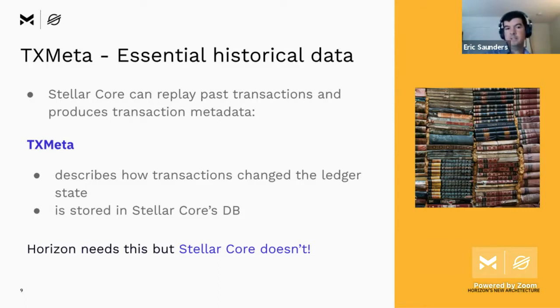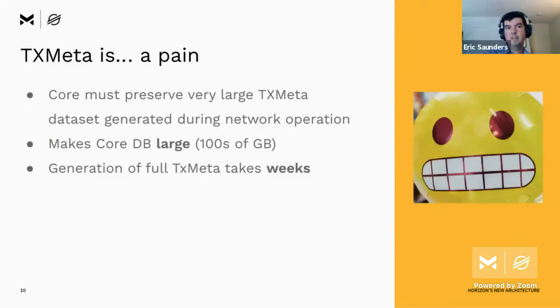So the weird thing about this situation is that the TX meta is essential to Horizon, but it is completely irrelevant to Stellar Core. But Stellar Core stores the TX meta in its database. And that is kind of a problem. TX meta is pretty big. It takes a lot of data to describe all of the interactions that led to the ledger changing. And if Stellar Core has to preserve that data for Horizon, then that turns into hundreds of gigabytes of data stored in Stellar Core's DB. You have a big database for Stellar Core.